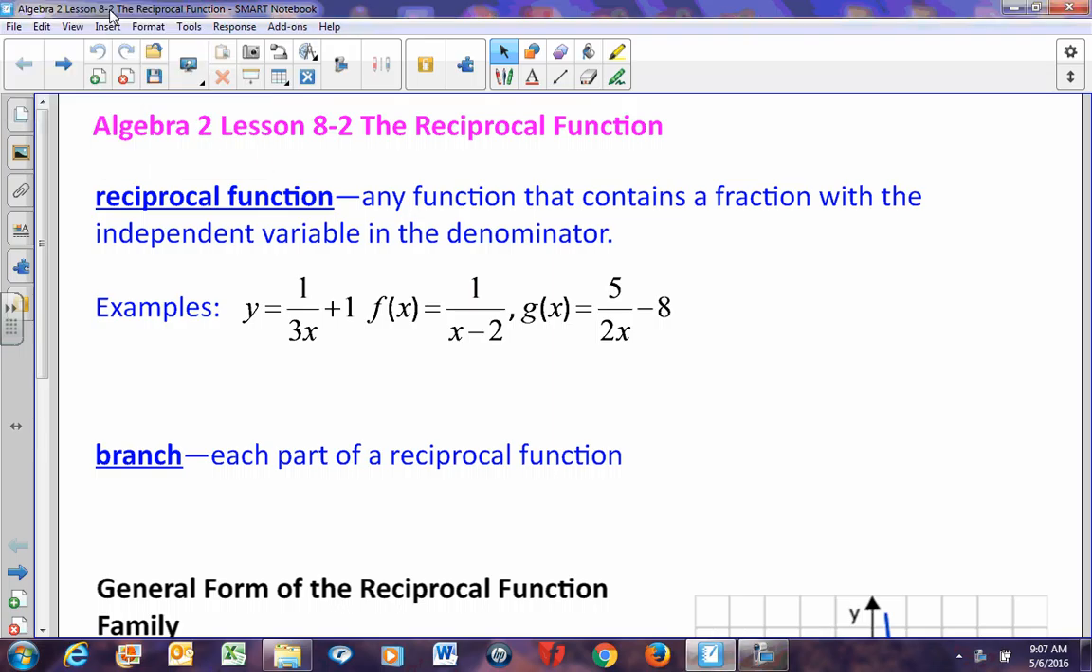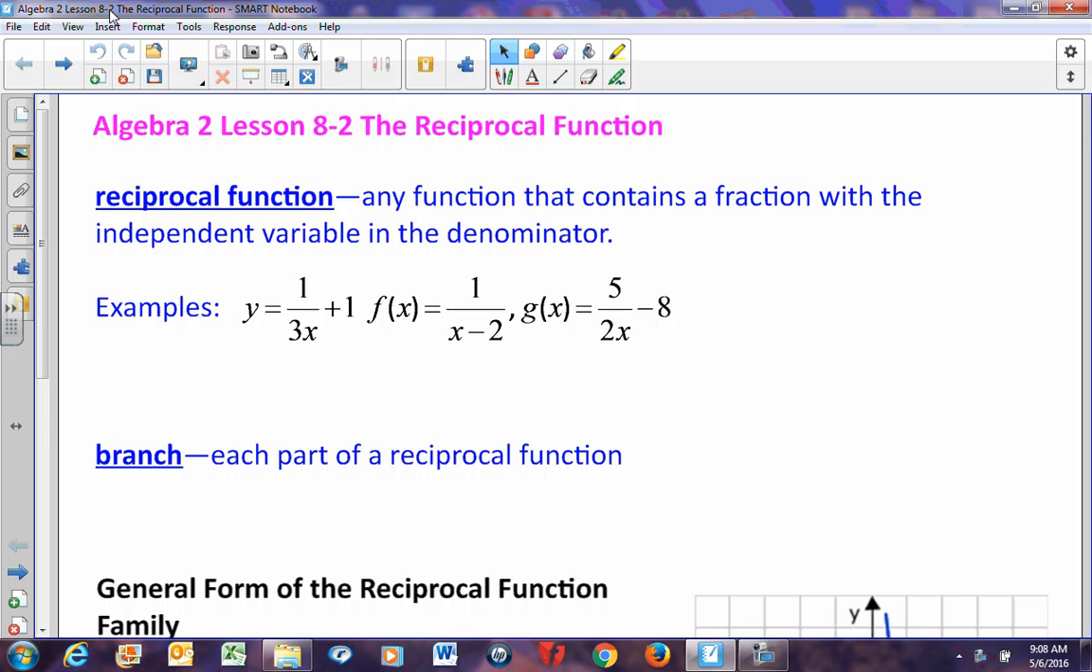This is Algebra 2, Lesson 8-2, the reciprocal function. A reciprocal function is any function that contains a fraction with the independent variable in the denominator. For example, y equals 1 divided by 3x plus 1, or f of x equals 1 over x minus 2, or g of x equals 5 over 2x minus 8. The independent variable, as you can see, is in the denominator, so it's called a reciprocal function.